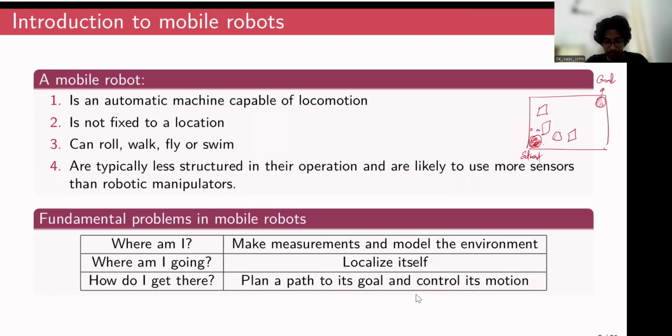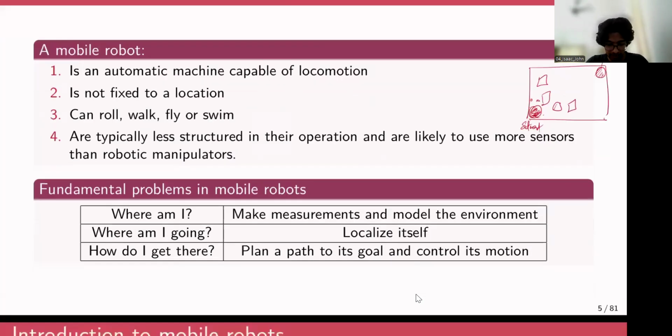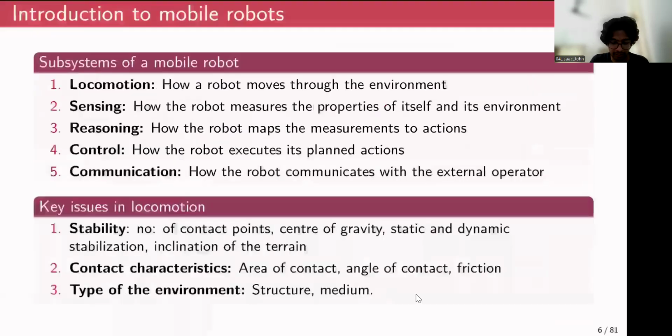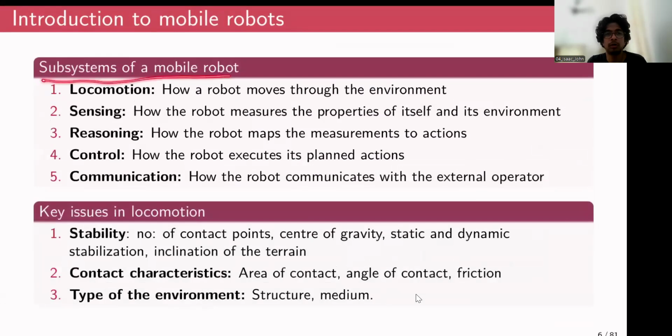Moving on to the next slide, we also discuss the various subsystems that make up a mobile robot. These are the various subsystems. The primary subsystem is locomotion, the mode of locomotion that a mobile robot would use, whether it is wheels, legs, maybe some aerial mode of locomotion, etc.